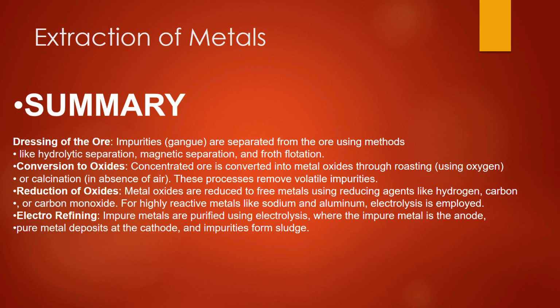Concentrated ore is converted into metal oxide through roasting. I think you all have read what roasting is in 8th standard. For those who have not read, I am informing you. Roasting requires oxygen to burn something. But there is another method called calcination, which doesn't require oxygen at all. This can be done in the absence of air. This process removes volatile impurities.